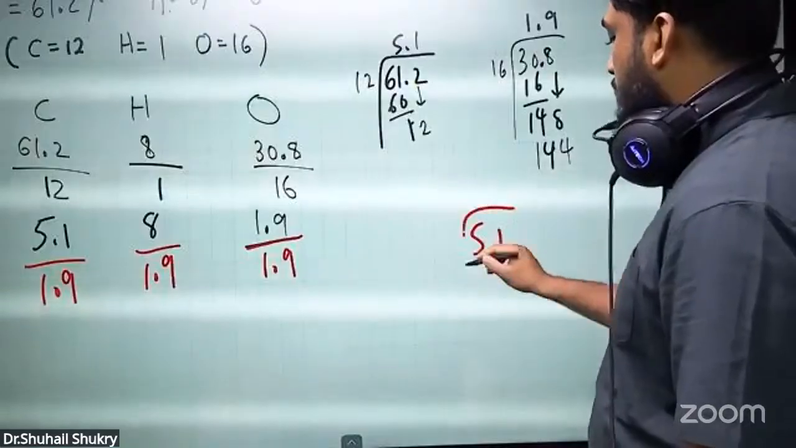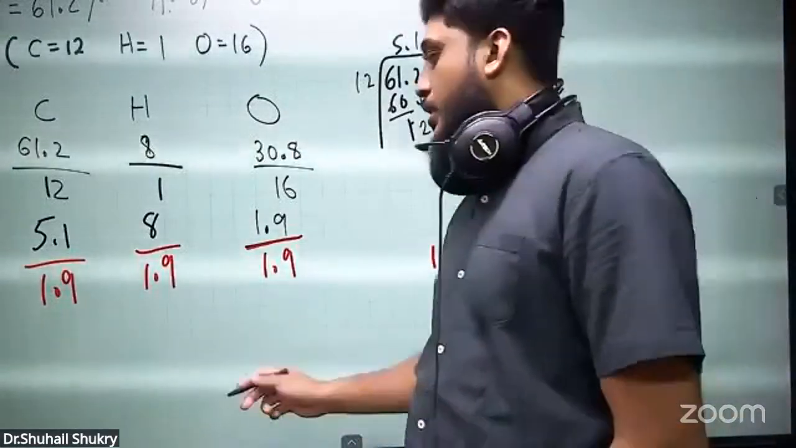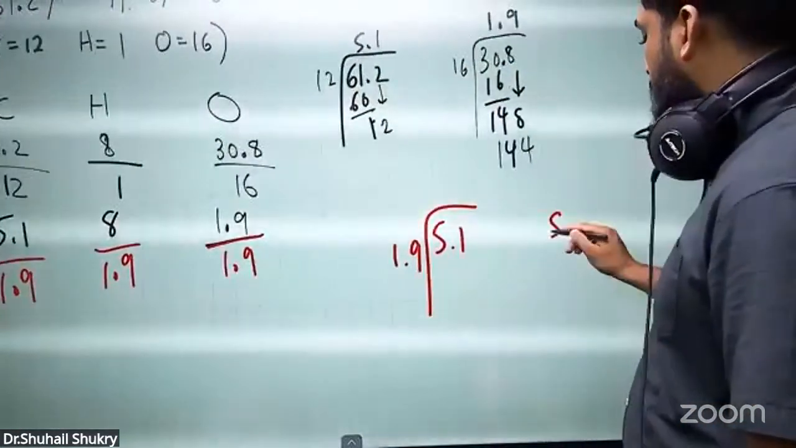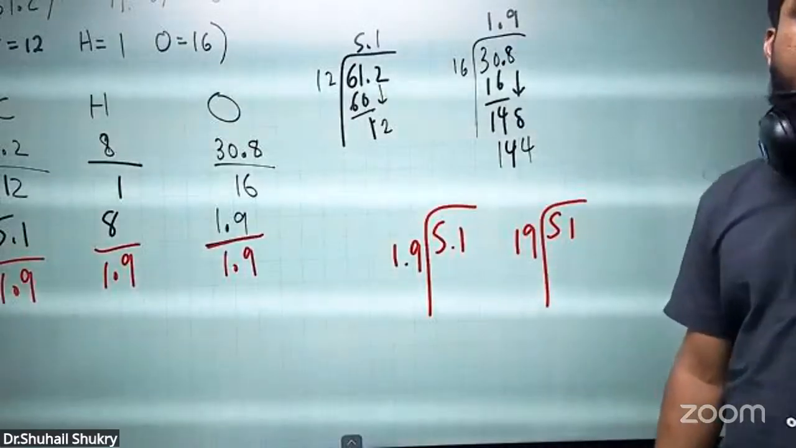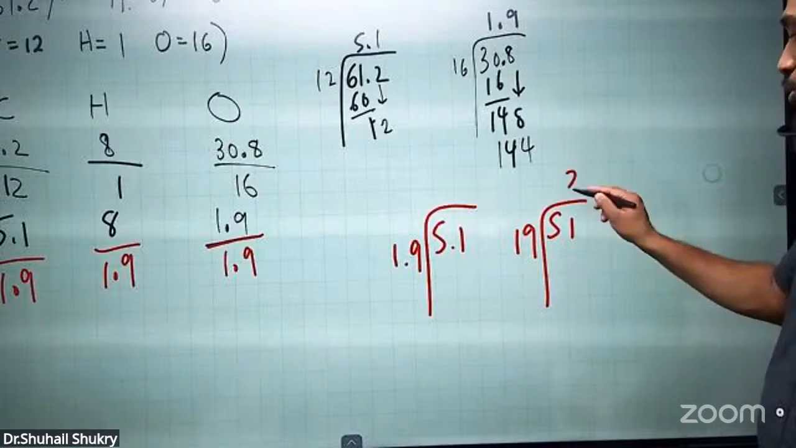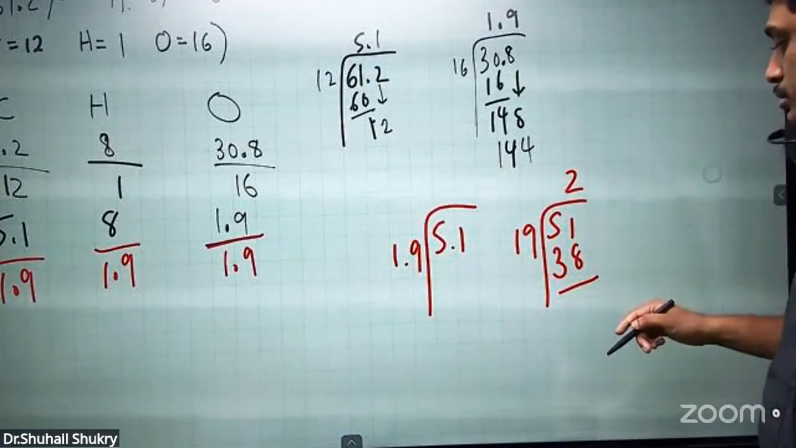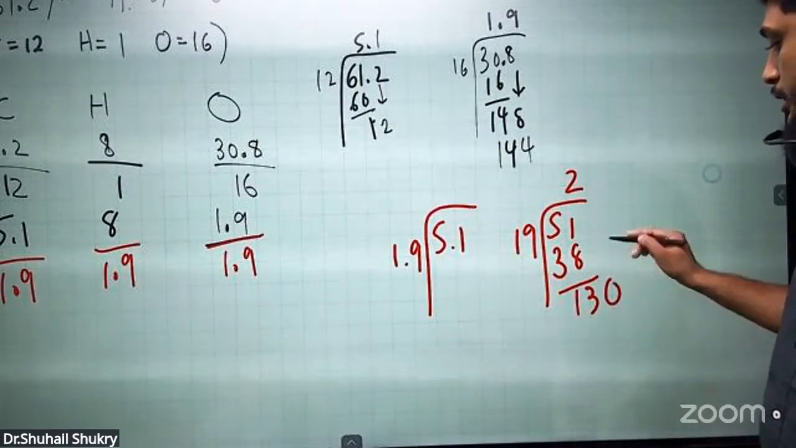5.1 divided by 1.9. Again, normally when you are going to divide by 1.9, you have to make it a whole number. It becomes 51 divided by 19. Can you all understand? Then how many 19s are there in 51? 2, because 2 times 19 is 38. 51 minus 38, how much? 13. Then 130.